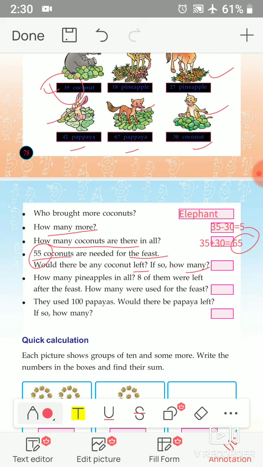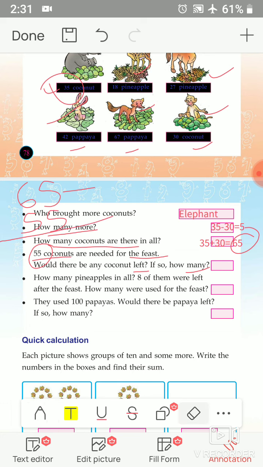Then what will we do? Yes, subtract. How will you subtract? Total number of coconuts minus how many coconuts are needed for that feast. So subtract: 65 is the total number of coconuts, and how many coconuts are needed for that feast? 55 coconuts. Then subtract it.